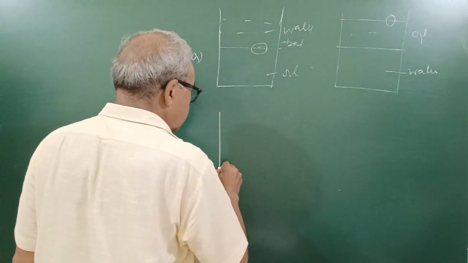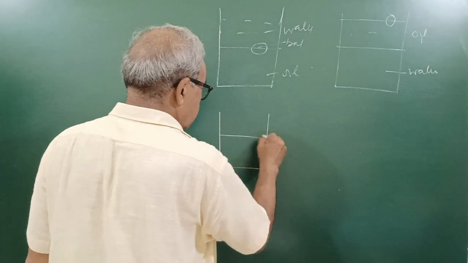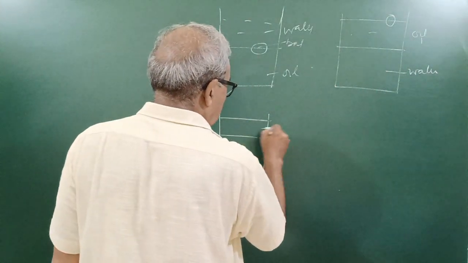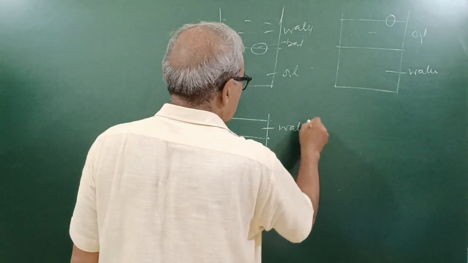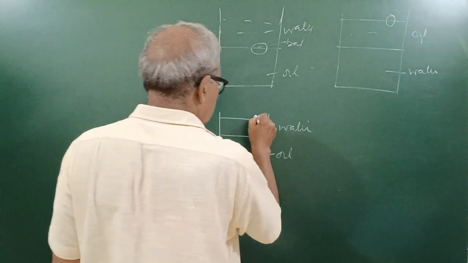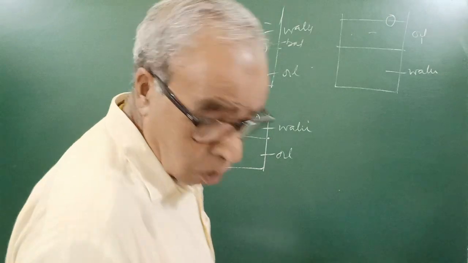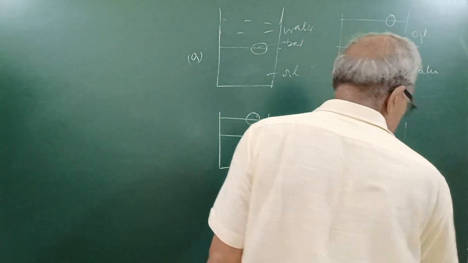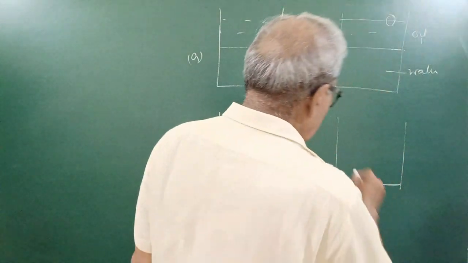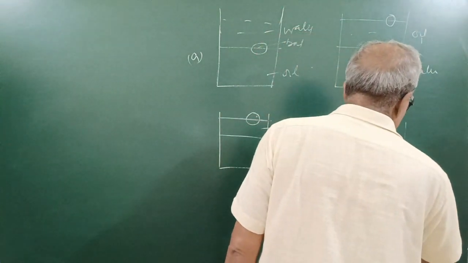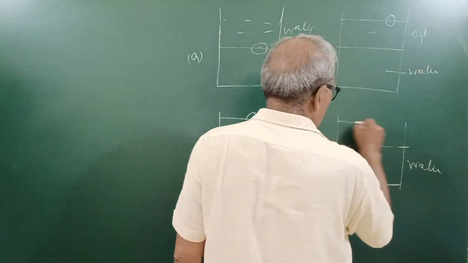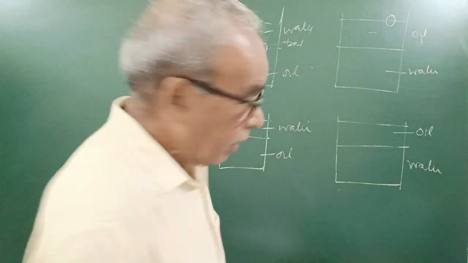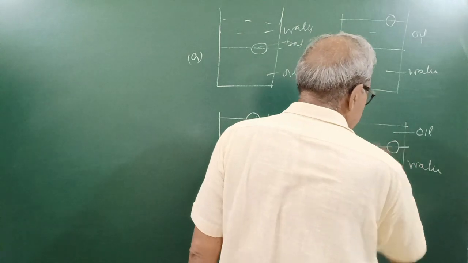C diagram. Again water here, oil here, ball floating here. And D part, water here, oil here, and ball is floating in this one.